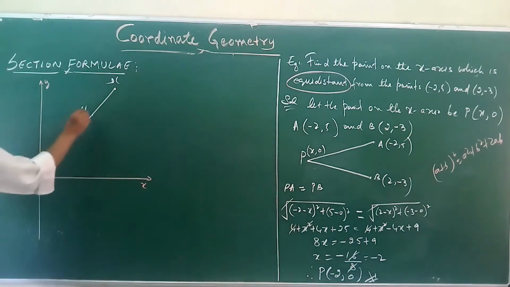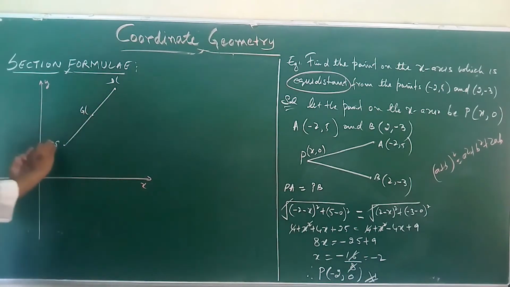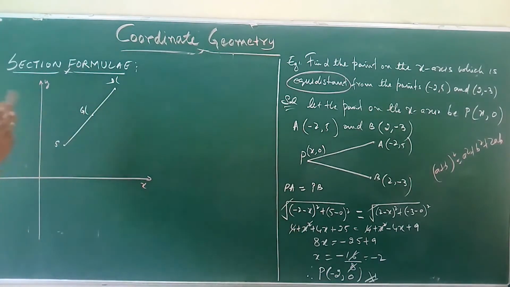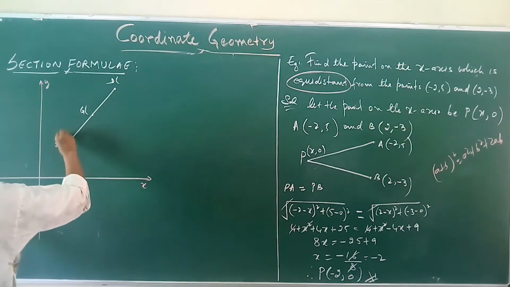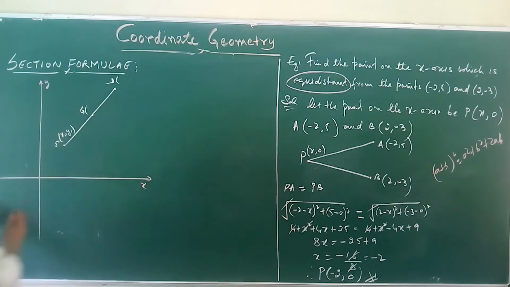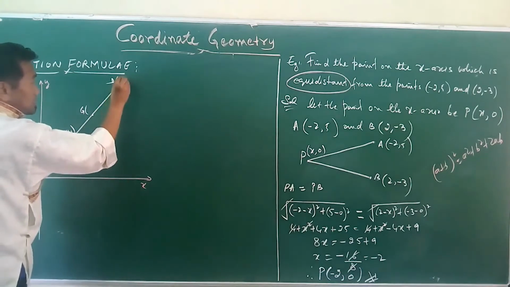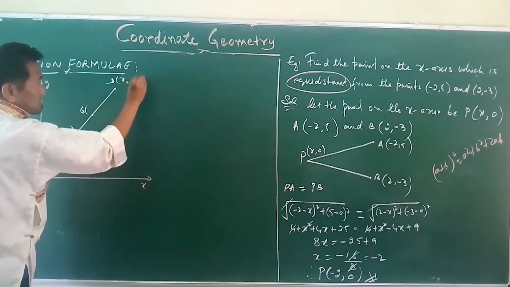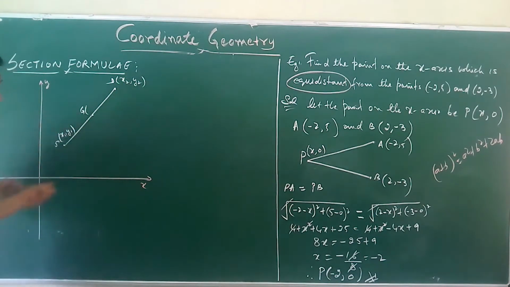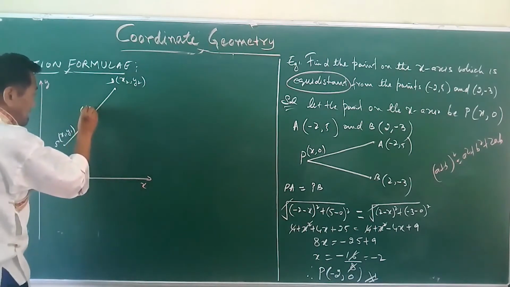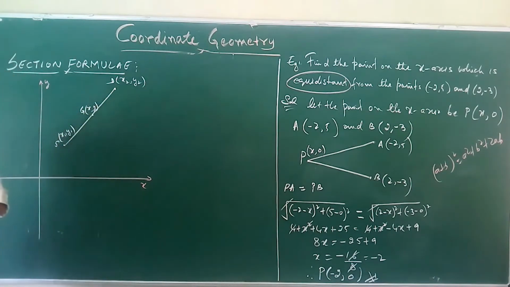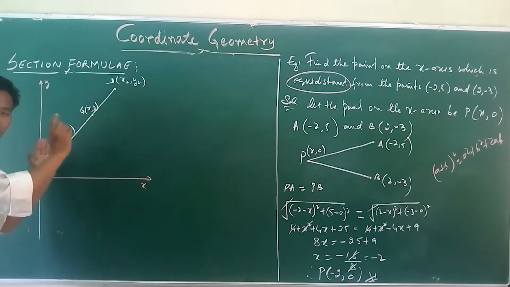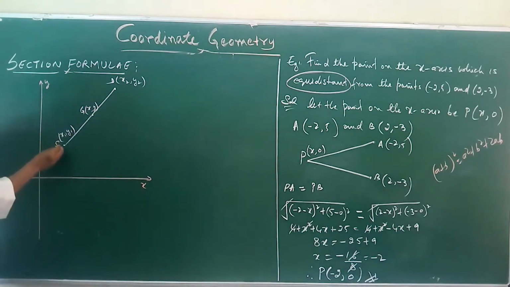Right? The coordinates of the first point I'll represent as x1, y1, and the second point I'll represent as x2, y2. And x and y. Just remember this only. So x1, y1.